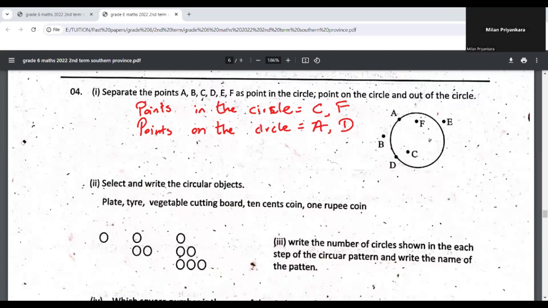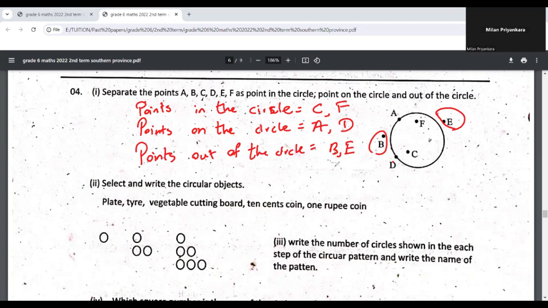So you can understand that they are on the line of the circle, right? And the points out of the circle are point B and E. These are out of the circle. They are not inside the circle or on the circle, right? So I think you understand this one.